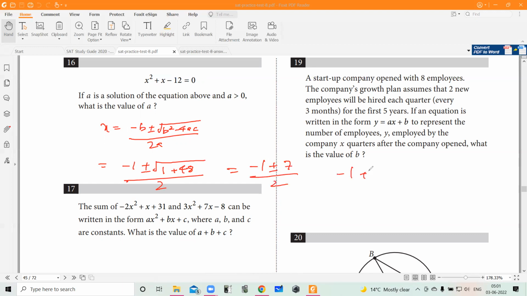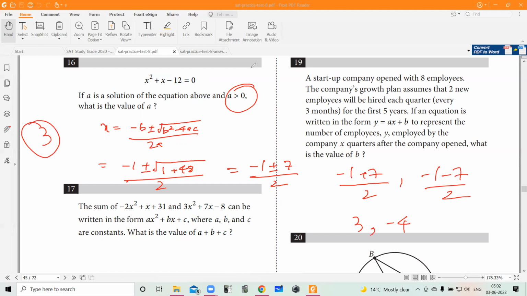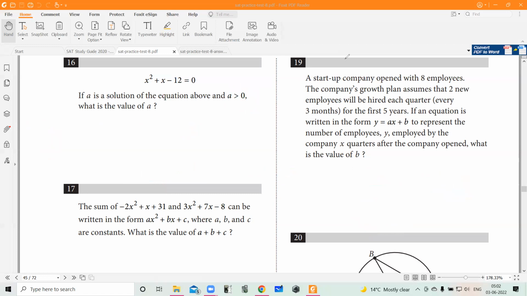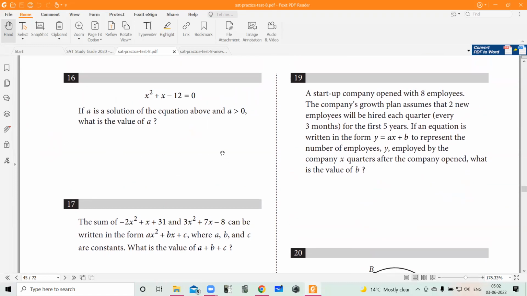So it's 6 over 2, which is 3, or -1 minus 7 over 2, that's -8 over 2, which is -4. But it's already telling you that x is greater than 0. So 3 is the answer, which we got in the previous way also. That's correct. Or you can do factoring if you're good at that. But you can't factor x in -12? Well, if you think you can, you should find two numbers. Yeah, I guess you could.